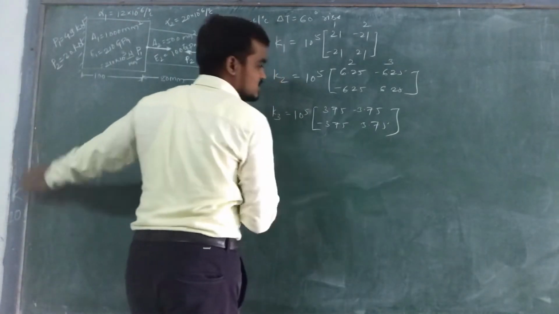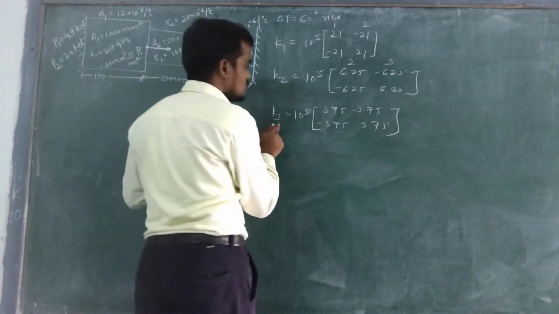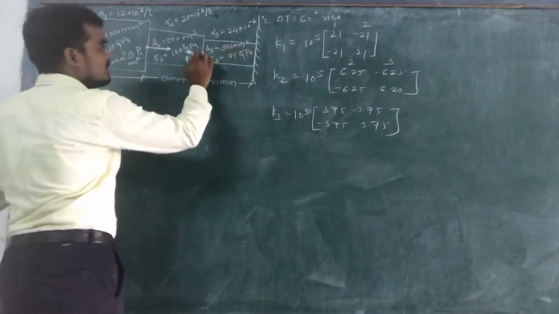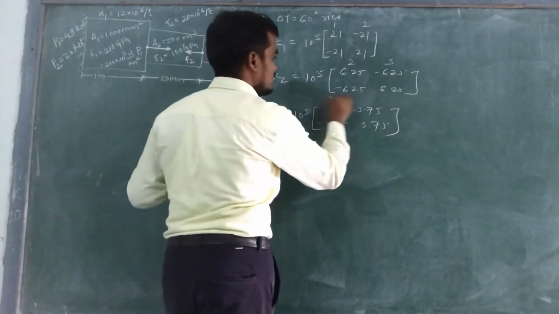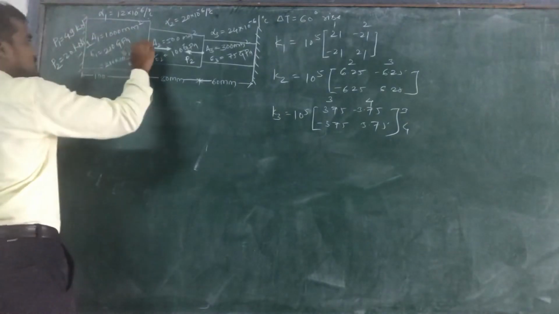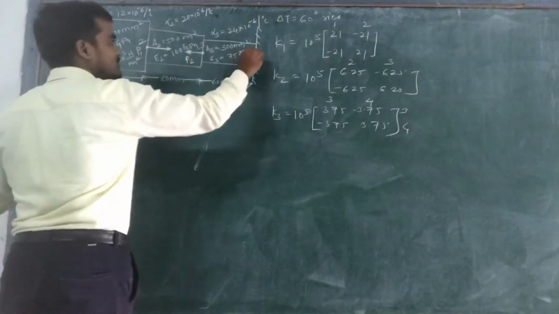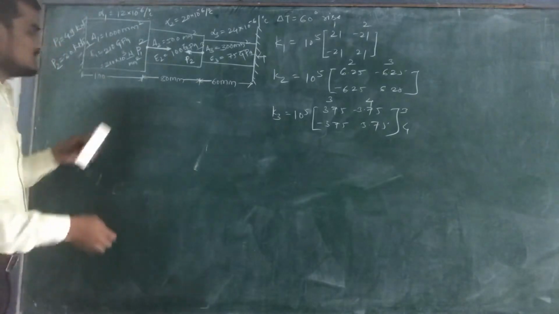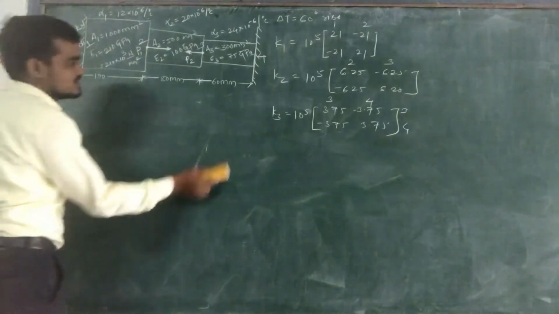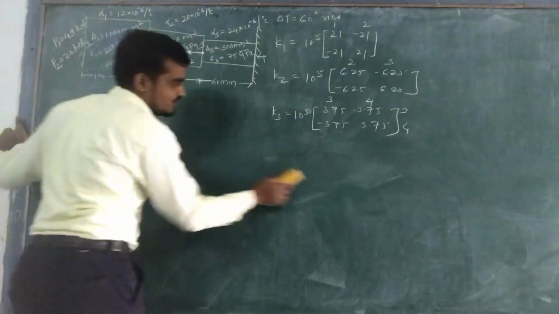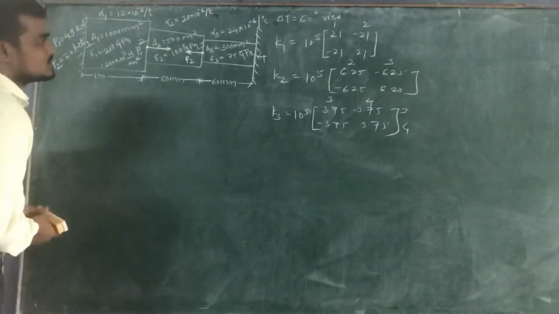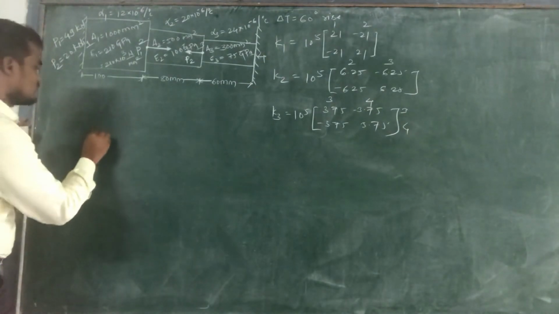Now we need to construct our global stiffness matrix. The position of this matrix is between 3 and 4. As we know that this is your first node, second node, third node and fourth. Okay. So in this way the order of your global stiffness matrix is equal to 4, because there are 4 nodes, so it should be of 4 by 4. So we will construct now the global stiffness matrix.